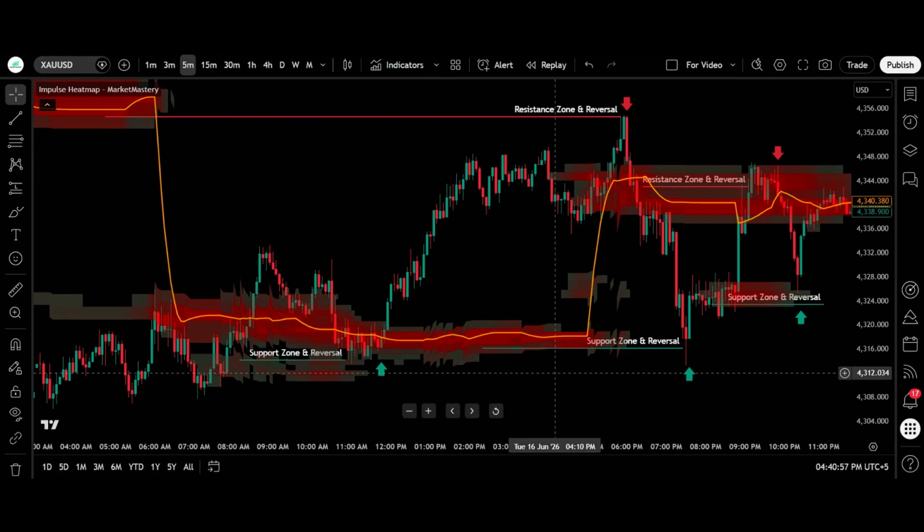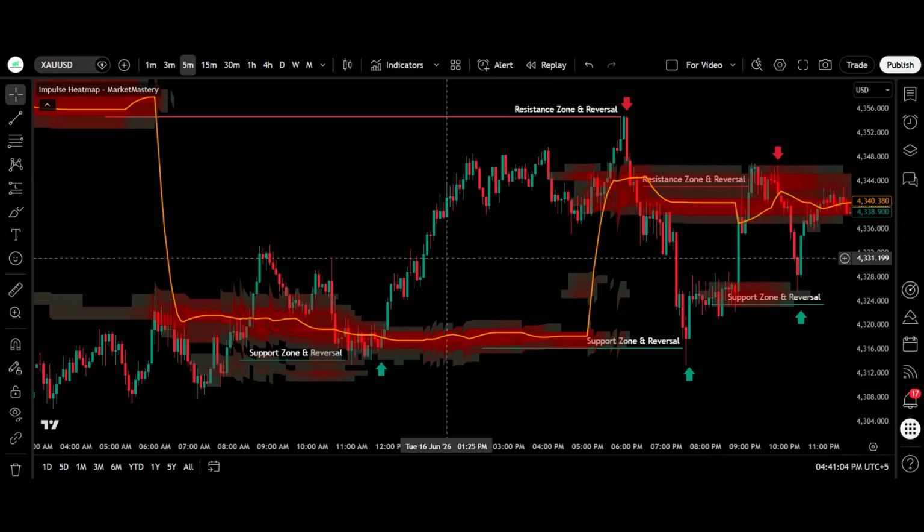Today, I will show you how to use the Impulse Heat Map indicator. I've received multiple requests for this since it's a relatively new concept, so let me explain exactly how it works. First, let me hide these drawings.